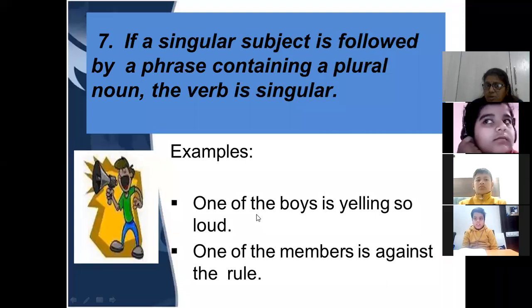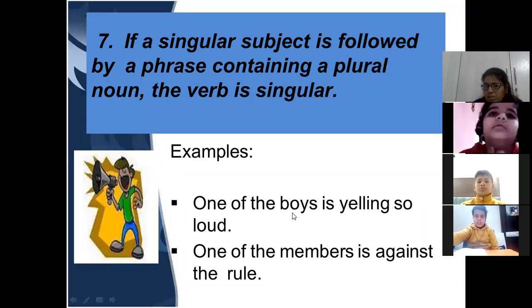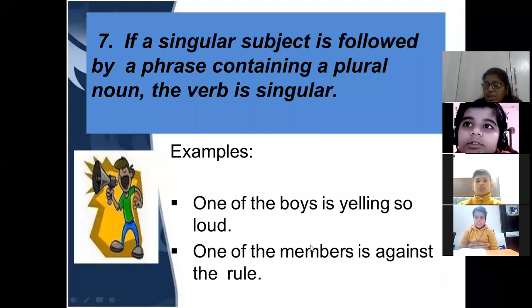See, one of the boys is yelling, because here actually what are we doing? We are talking about one boy out of these boys. Here we are talking about one member out of these members. So we are not considering it as plural. This is plural, but what is this? This is one. So here you are not going to write "one of the boys are yelling." No. One means single. One member means single.